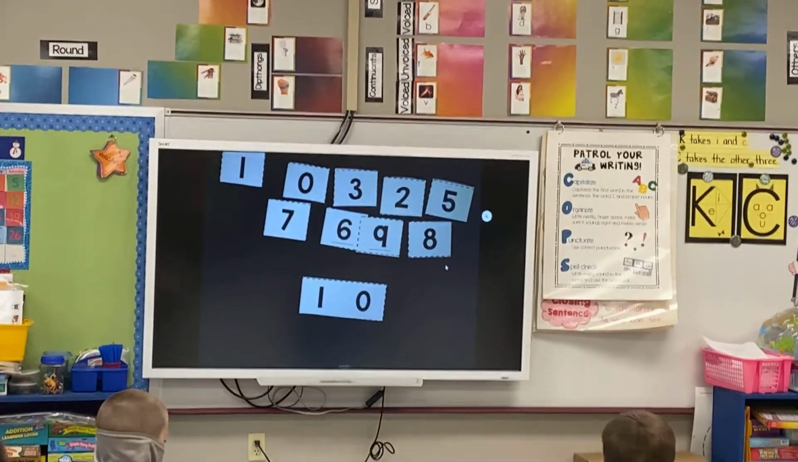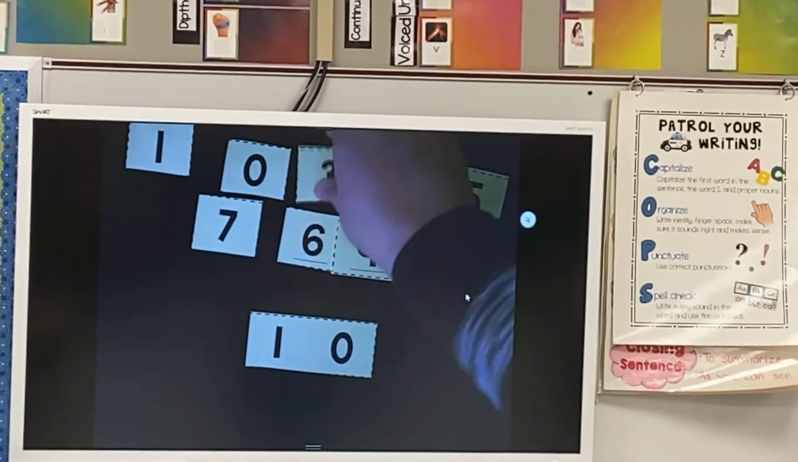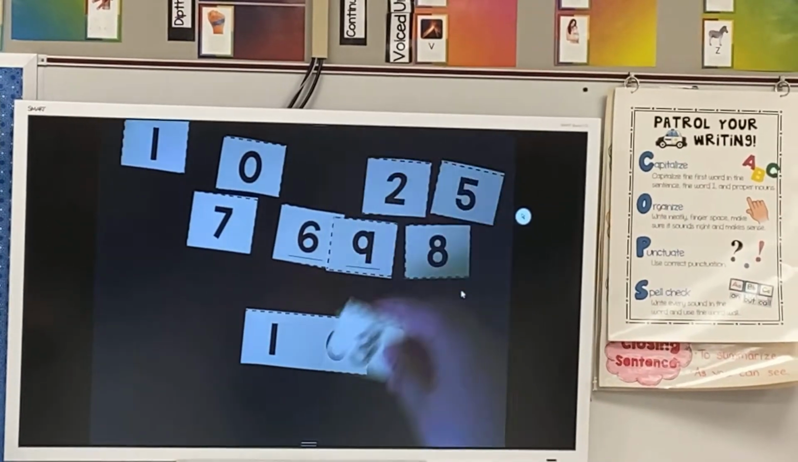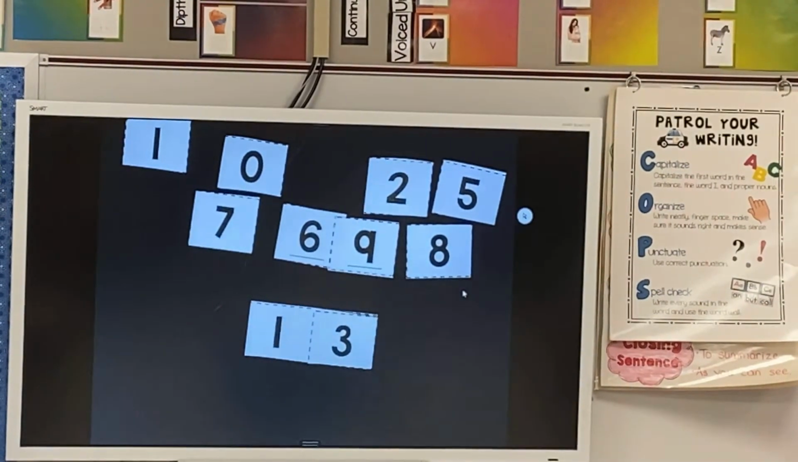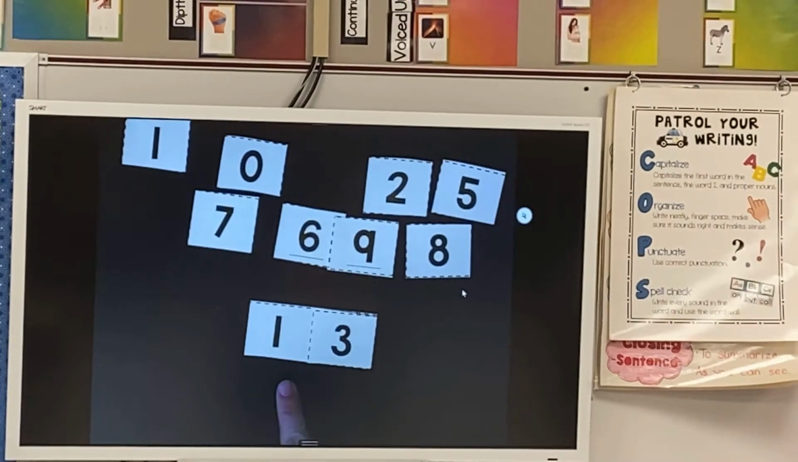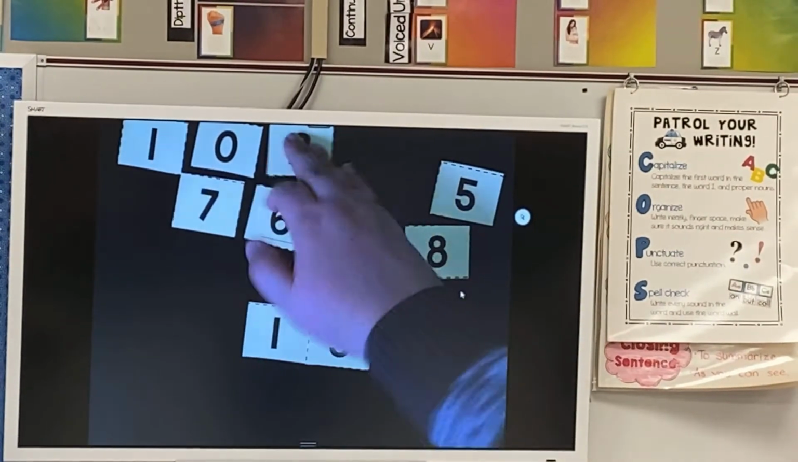So now we're going to make the number 13. I'm going to grab my 3 and put it over the 0 on the 10. And now do you see the number 13 right here? Yes. Okay. So now let's talk about the number 13.